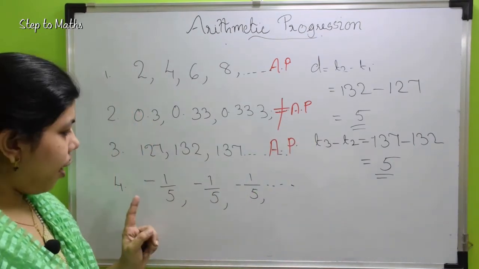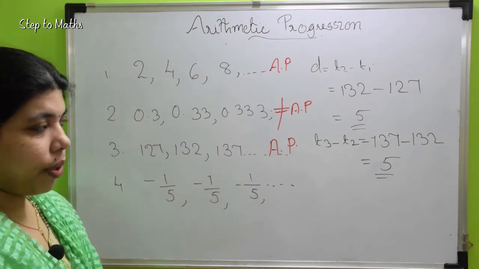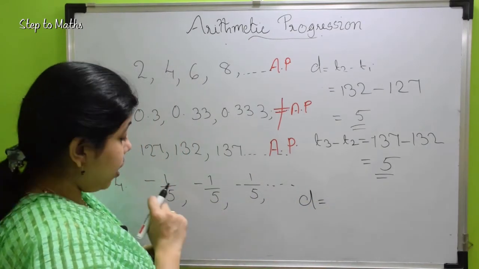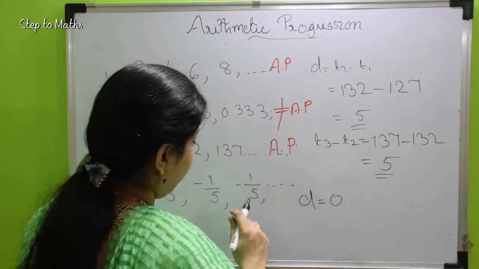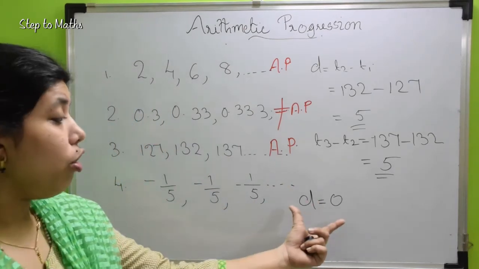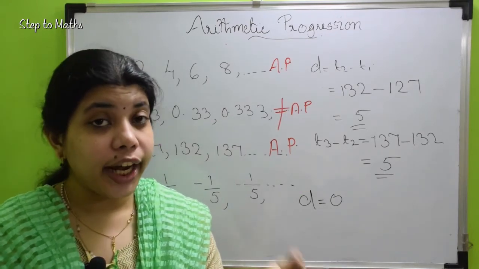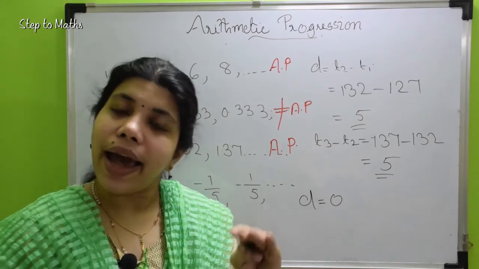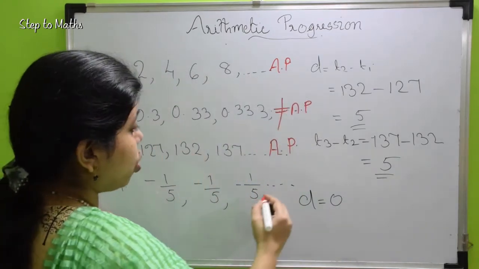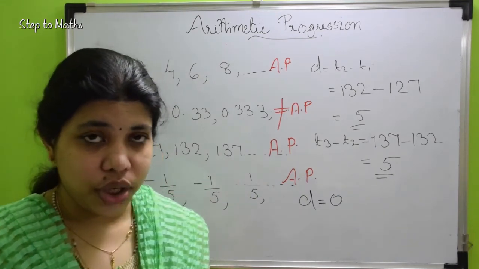Consider the fourth sequence minus 1 upon 5, minus 1 upon 5, minus 1 upon 5. Here the value of D is minus 1 upon 5 minus minus 1 upon 5, which is 0. In T3 minus T2, that is also equal to 0. Here the value of D is 0. The value of D may be positive, negative or 0. That sequence is in arithmetic progression. So we can conclude that the fourth sequence is also in an AP, an arithmetic progression.